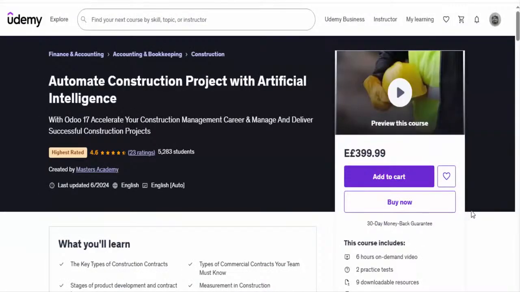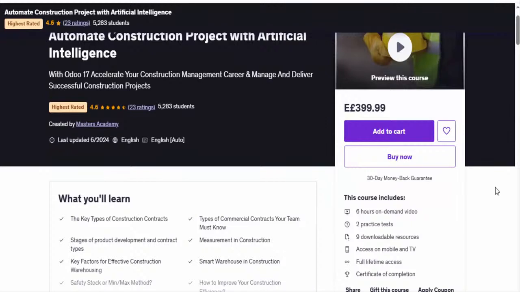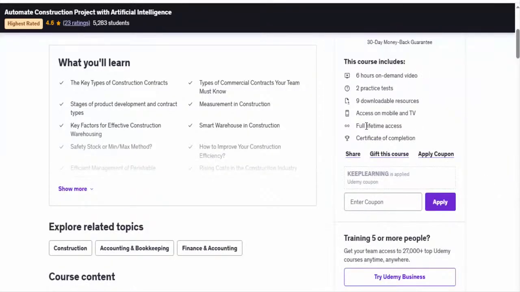Automate construction projects with artificial intelligence. With Odoo 17, accelerate your construction management career and manage and deliver successful construction projects. What is artificial intelligence and machine learning in construction?